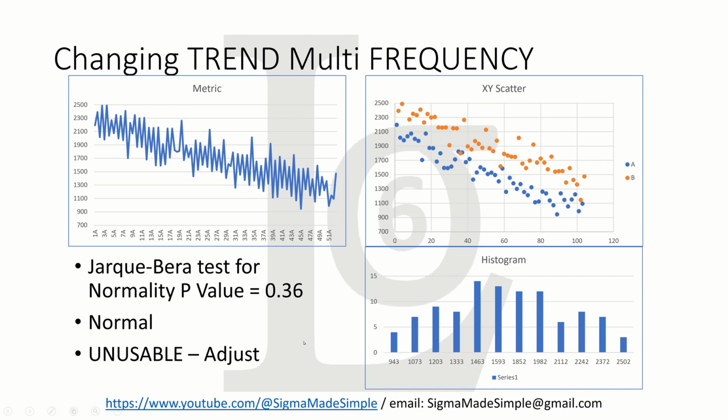Surprisingly, the JB or Jarque-Bera test for normality p-value is 0.36, which is greater than 0.05, so the data is normal. But this data is not usable due to the trend being changing and the frequency being multi. Having both a changing trend and multi-frequency will skew a data and a histogram, making it appear normal when it is not. Before we can use this data, we must separate the two shifts and look at them individually.